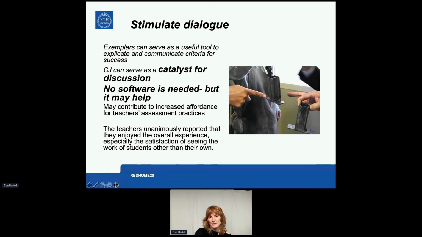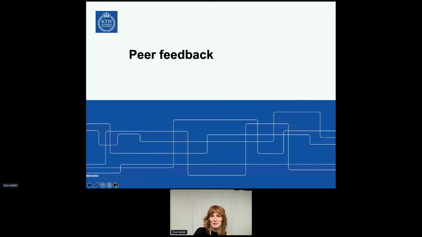And I think it may have the potential to increase affordances for teachers' assessment practices, which is something that I am very intrigued about, to emphasize the environment which teachers are situated in. And the teachers anonymously reported that they enjoyed the overall experience. So it's nice when teachers enjoy what you do, but more importantly, it's that the students learn.